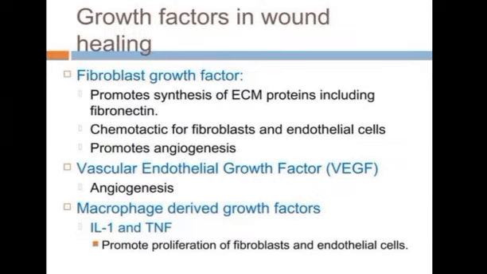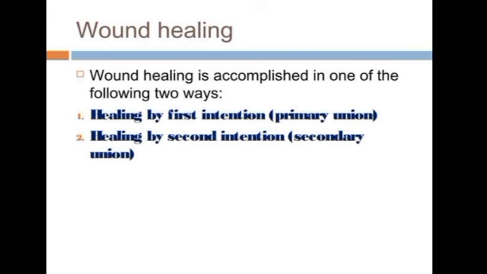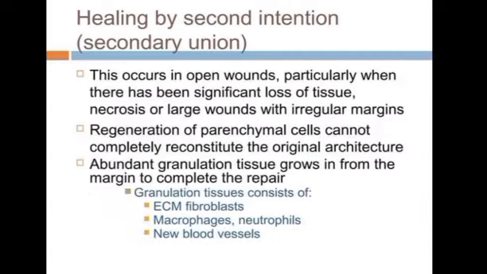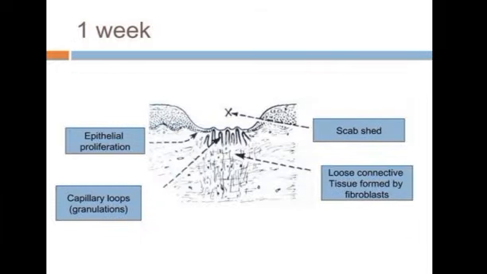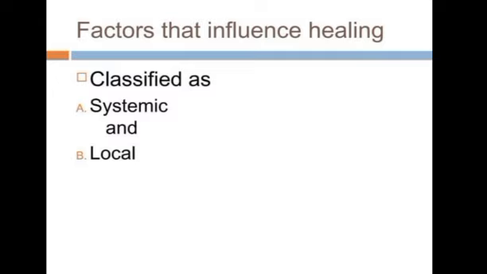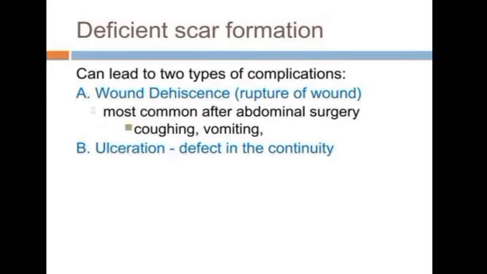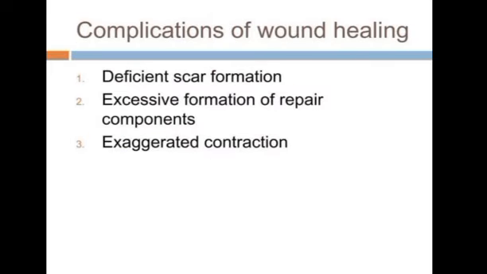Then we have seen the important growth factors in wound healing. We have seen healing by first intention and second intention, and the sequence of events in those two. Next, we have seen the factors that influence wound healing. There are two: systemic and local. Systemic: age, nutrition, diabetes, smoking, anemia, corticosteroid therapy, chronic diseases and so on. Local: infection, poor blood supply, foreign bodies, mechanical stress, edema, and size and site of the wound.